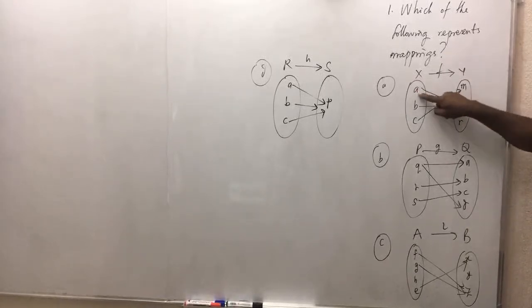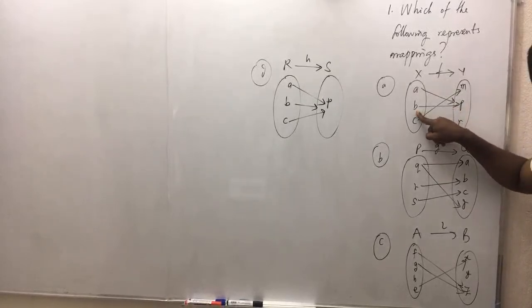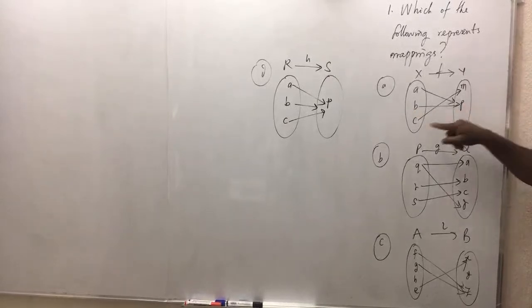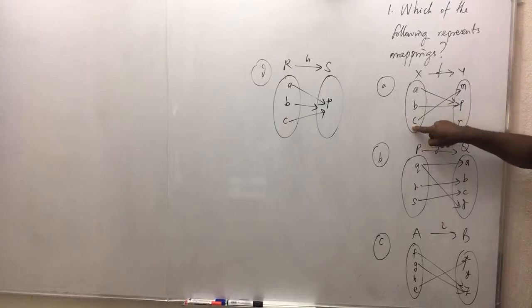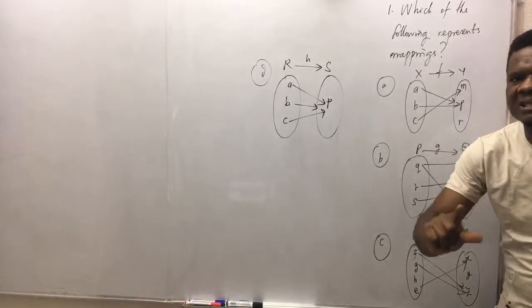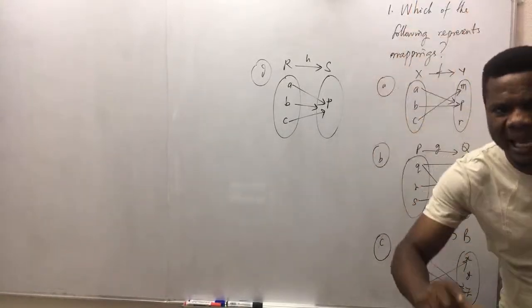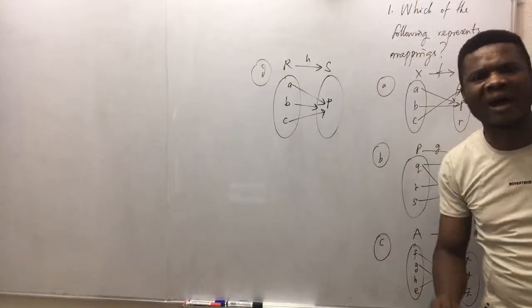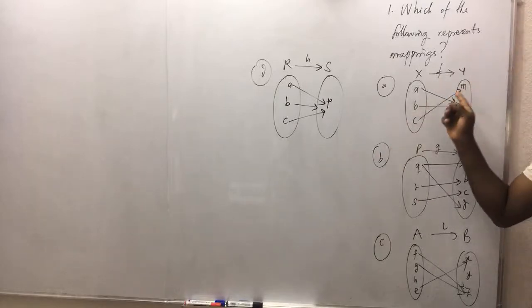The image of A is P. Does B have an image? Yes, it does. What is the image of B? It is also P. Does C have an image? Yes, it does. What is the image of C? It is M. Now, it means that F has satisfied condition number 1, that every element in the domain must have an image, and that image must be from the codomain.